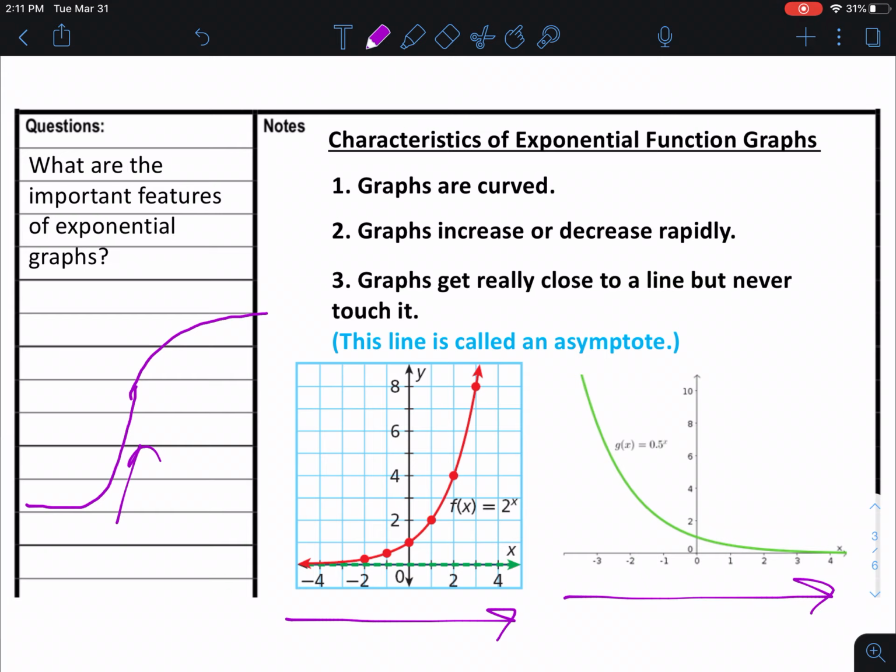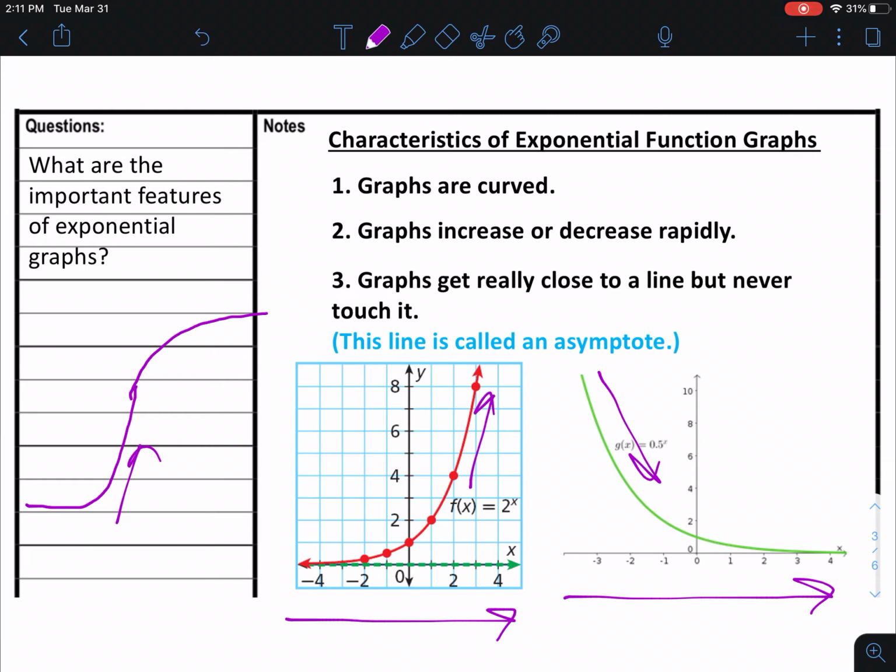The second thing is they have parts of their graph where they increase very rapidly or they decrease very rapidly. The rapid increase on the one on the left is right here, and the rapid decrease on the one on the right is right here.